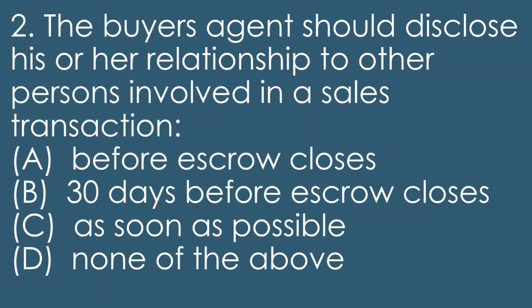2. The buyer's agent should disclose his or her relationship to other persons involved in a sales transaction. A, before escrow closes, B, 30 days before escrow closes, C, as soon as possible, D, none of the above. Well, you should automatically be thinking of agency disclosure, and it needs to be done as soon as possible or as soon as practicable. It needs to be done ASAP.